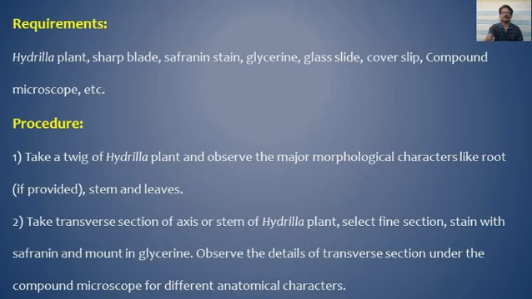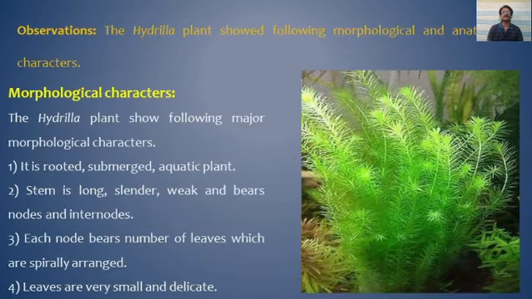Now we will see what morphological and anatomical features we observe in this experiment. As far as the morphological features of the Hydrilla plant are concerned, I have put one image from the internet here. This is the Hydrilla plant, which is a rooted one. So the first character is that it is rooted and submerged, because it is completely inside the water. It is an aquatic plant.